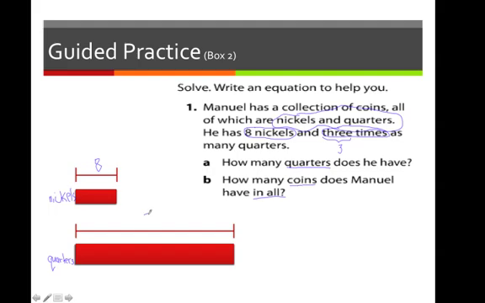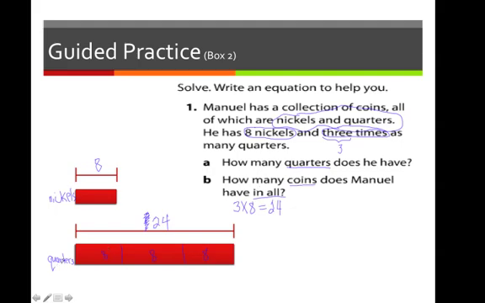Okay, this we do not know. But what I do know is that this bar is divided or split into 3s. So let's see, there's 1 section, there's 2, and there's 3, each of which is 8. So I have 3 groups of 8. So let me go ahead and write my number sentence. 3 groups of 8 equals, and I know my multiples. So 3 times 8 is 24. So he has 24 quarters. So how many coins does he have in all?